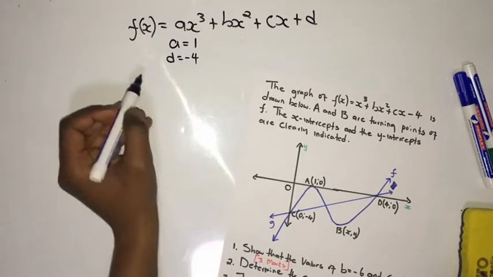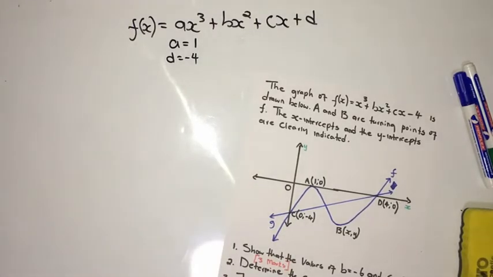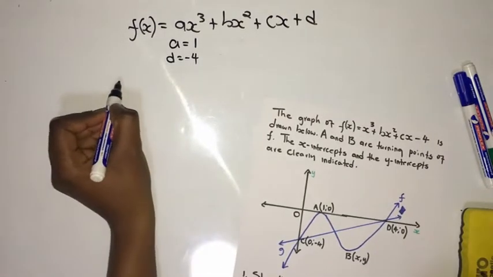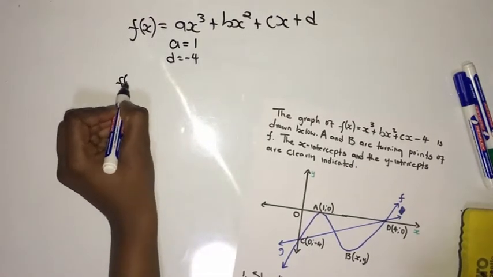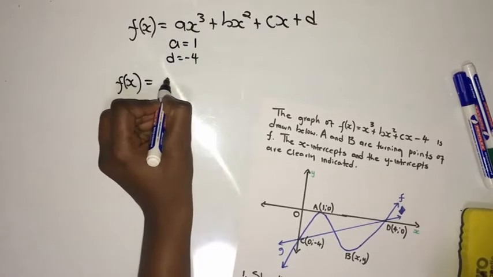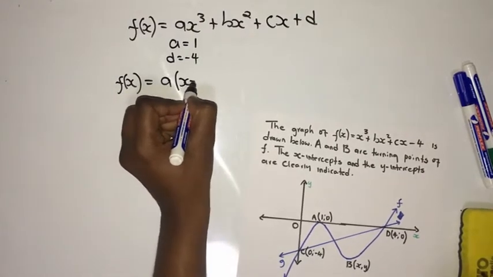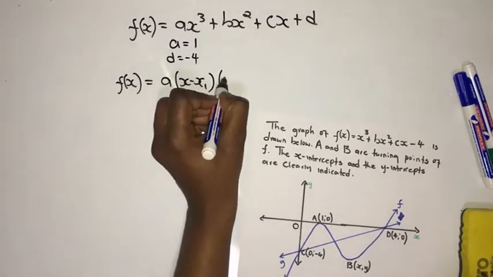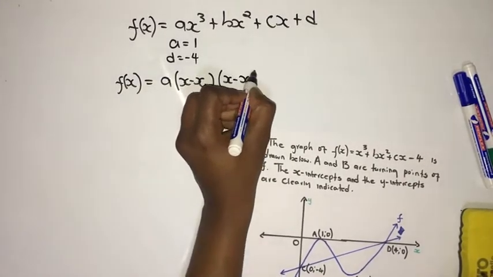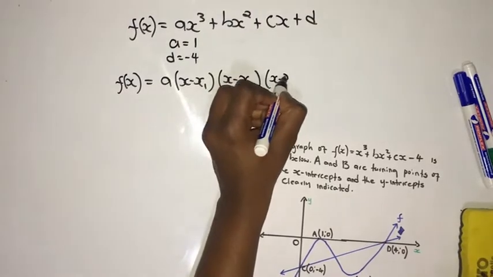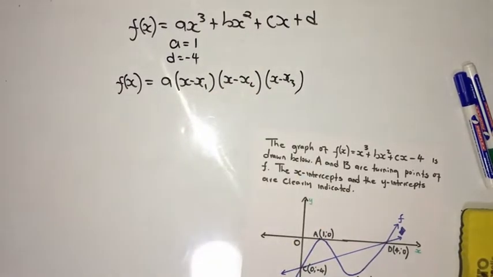So remember, a cubic function has how many roots? It has 3 roots. So you can write a cubic function as a into x minus x1 into x minus x2 into x minus x3. What are these x1, x2, and x3? These are the roots of your cubic function. If this was a parabola, we'd only have 2 roots, but because it's a cubic, it has 3 roots.